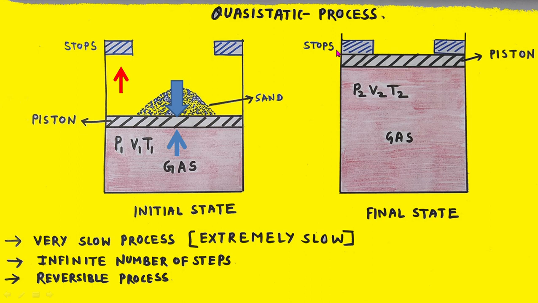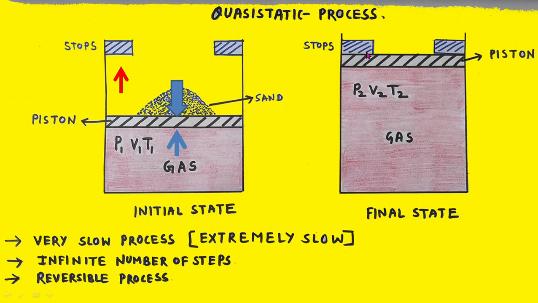So in this way the system will move to the stops in an infinite number of steps, because there are infinite particles in this sand, and when you remove these particles one by one, the system will reach the stops as shown here in the diagram. So in this way the system will move to the stop, and this process will be carried out very slowly. Hence sand particles are removed particle by particle, and the process will occur at infinite slowness.